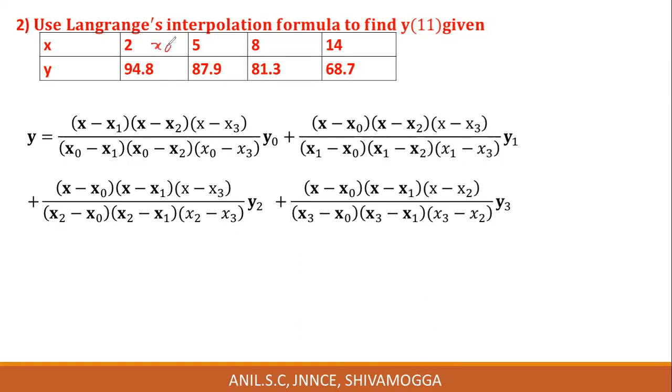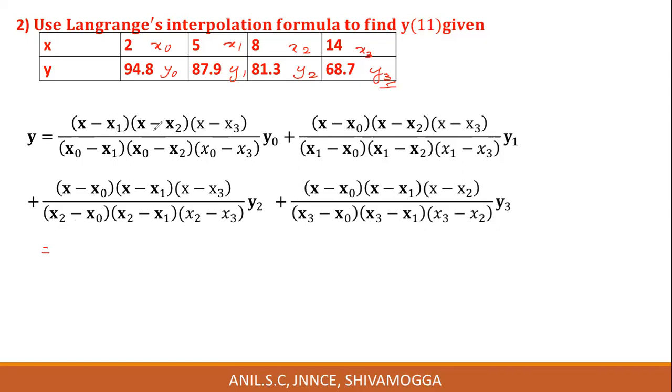This is x naught and this is y naught. x1, y1, and this is x2, y2, x3, y3. Sometimes this will go up to x6, y6 also. In such cases, you have to write the expression up to y6. Here it is up to y3. Substitute the same formula we used in the previous problem.